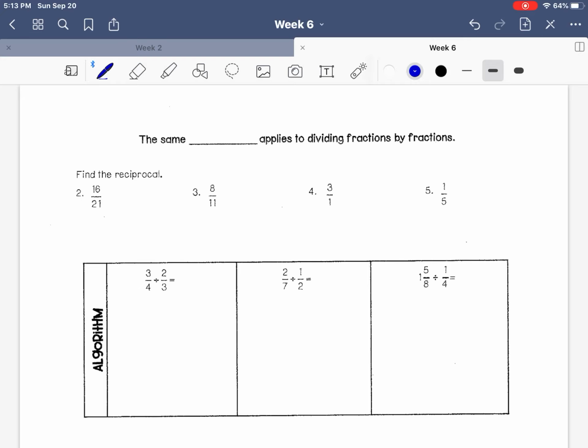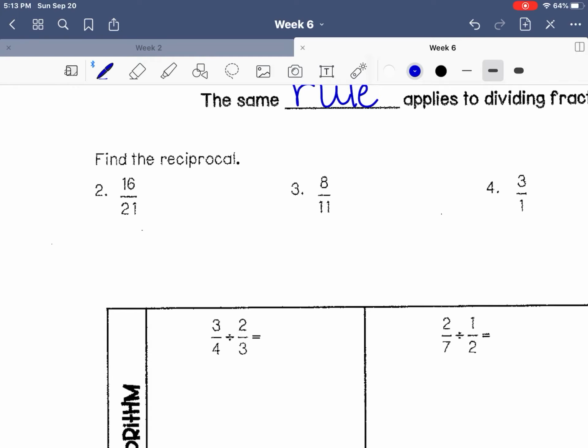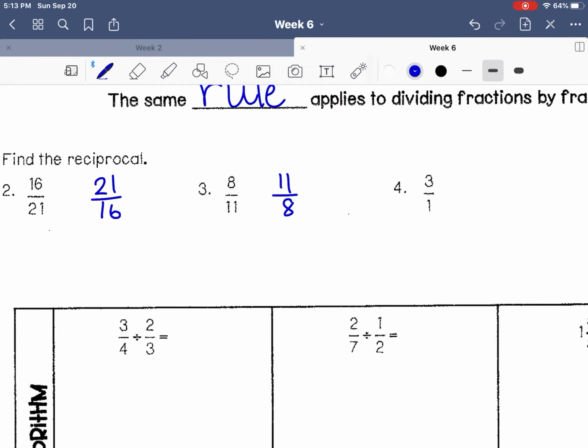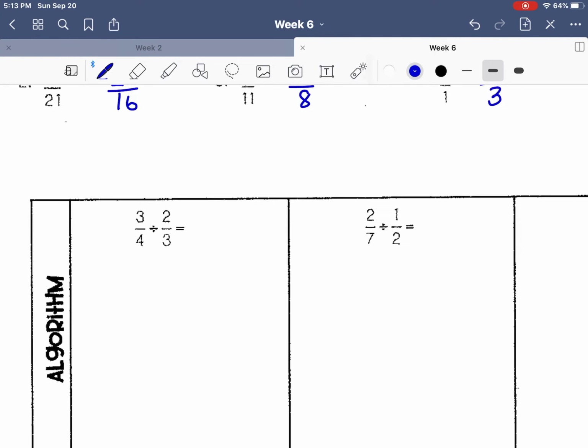Alright, so the same rule applies to dividing fractions by fractions. So first, let's find the reciprocal of some numbers. What's the reciprocal of 16/21? 21/16. The reciprocal of 8/11 is 11/8. The reciprocal of 3/1 is 1/3. Notice I didn't put an equal sign there because they're not equal, they're reciprocal.